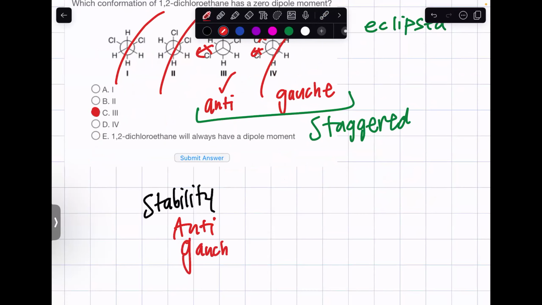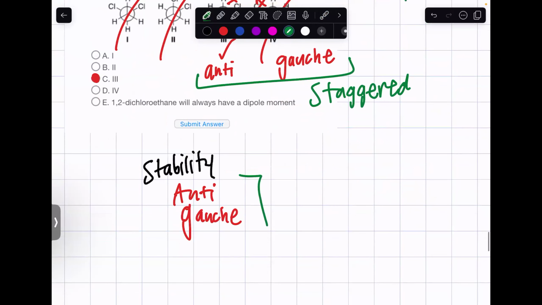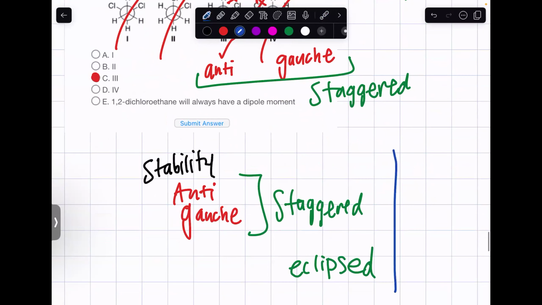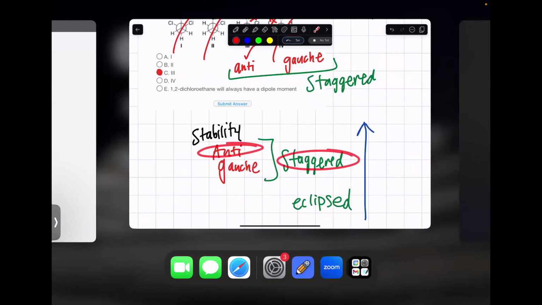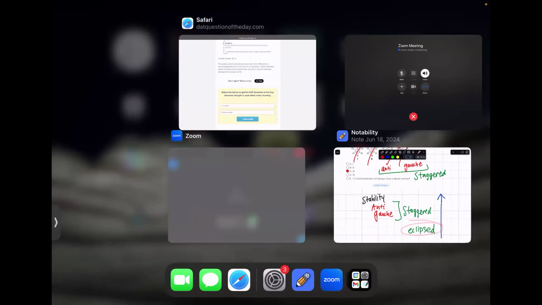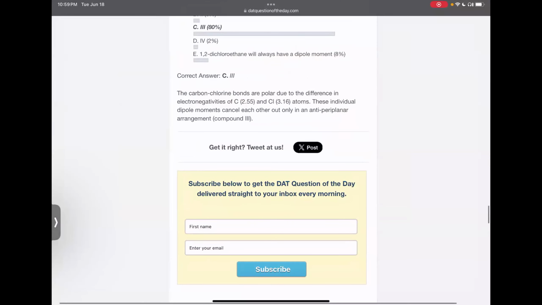So anti, gauche, which these two are staggered, and then eclipsed is less stable. Right, so stability goes from that direction down to up. Least stable is eclipsed, any eclipsed, and then staggered, where anti is the most stable. Well, there is more about eclipsed, but I don't think that's too specific. I don't think that's going to be tested.